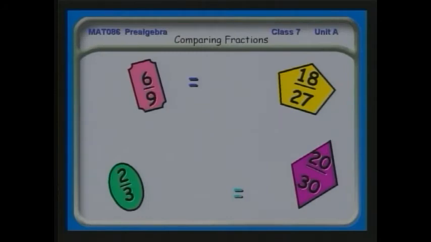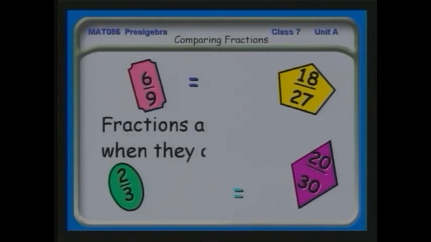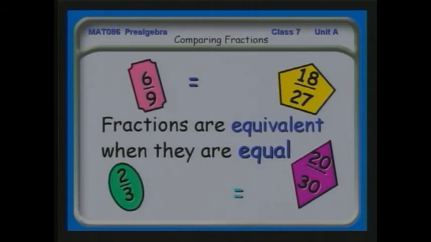6/9 is equivalent to 18/27. I've multiplied the numerator and denominator, the top and bottom, by 3. It's also equivalent to 2/3, and it's equivalent to 20/30. They're equivalent because they're equal. It's really the same number expressed in different ways.